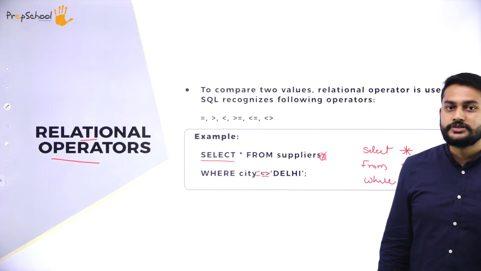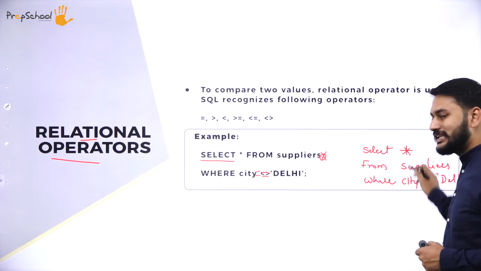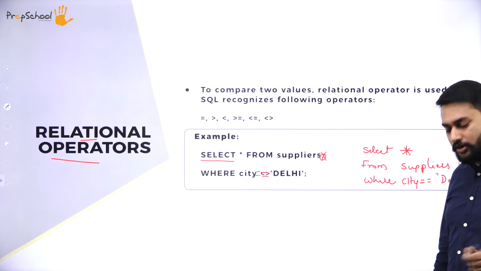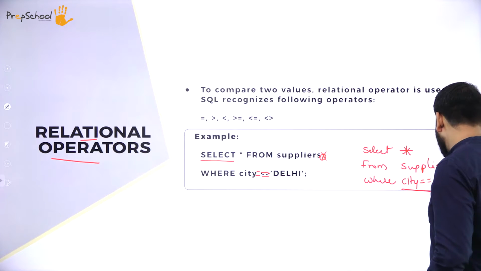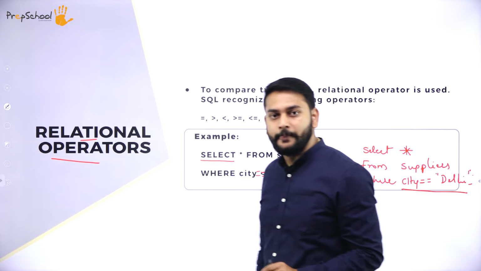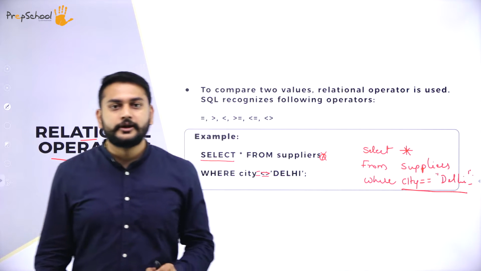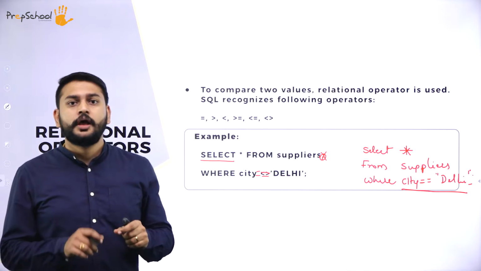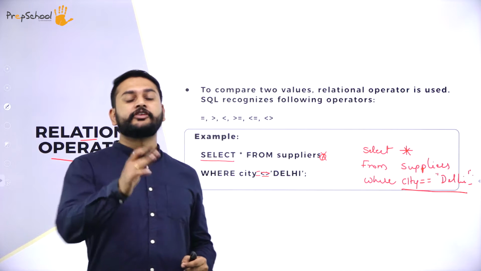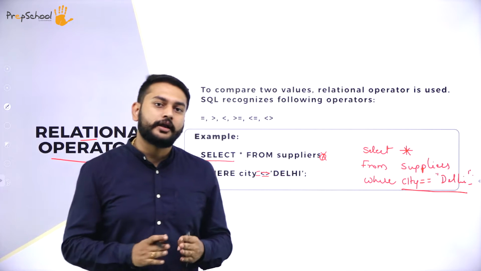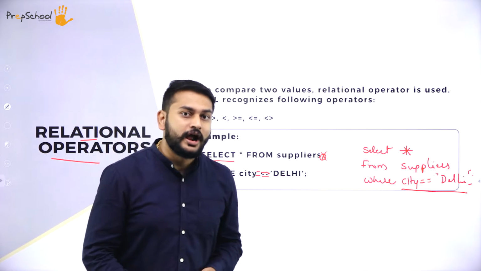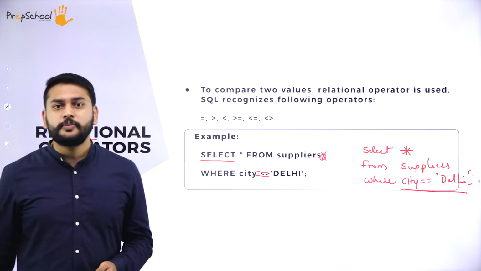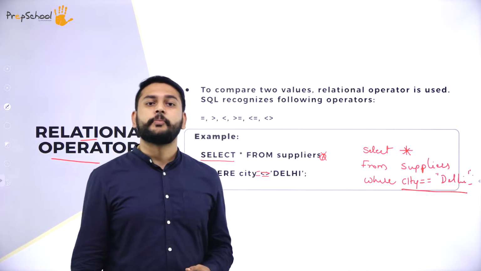So I will select all the columns and all the rows, but I have one condition, that is city is equal to Delhi. Only in that particular situation will my records be retrieved. All other records are ignored if the city is not Delhi. So that is what you have to understand. This is how I will be implementing the relational operators.